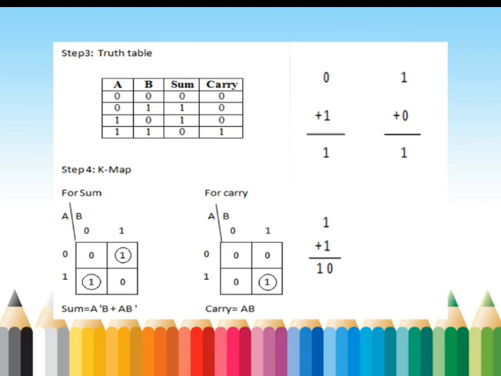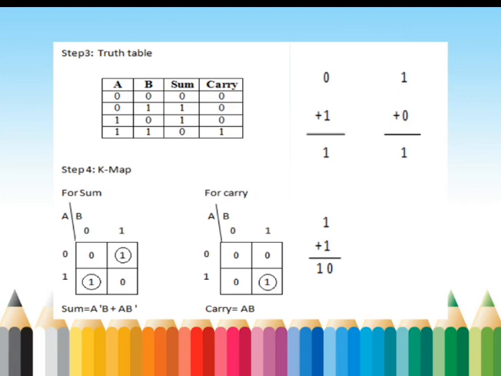So by observing the column sum, it is enabled only when the inputs are 1 and 2. By transforming this sum output into a K-map, it is enabled only when the inputs are 1 and 2. So by grouping 1 and 2 individually, we have the expression for sum as A prime B plus A B prime. Similarly, carry is enabled only when the input is 3. By transforming this output value of carry into a K-map and grouping this 3 individually, we have the expression for carry as AB.